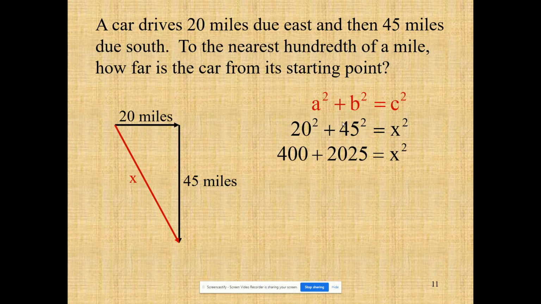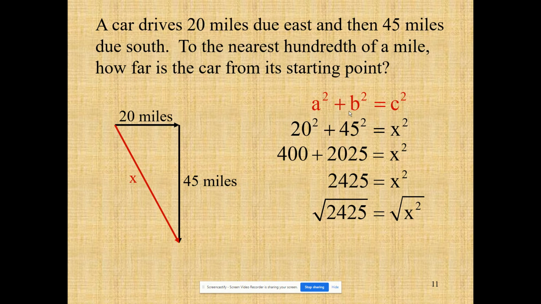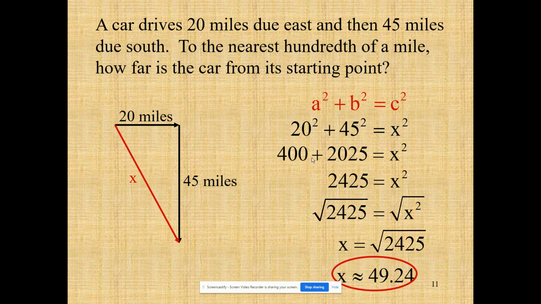Now, I don't know what the x value is, so I can't figure that out, but I can add the 2025 plus the 400, and I have 2425 equals my x squared. Now, when I want to get rid of my exponent, I'm going to square root both sides, and then I'll have x equals the square root of 2425. So what is the square root of 2425? Again, we're looking at about 49.24. So that is going to be our answer.